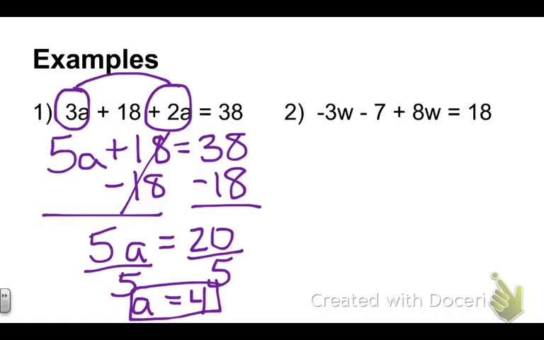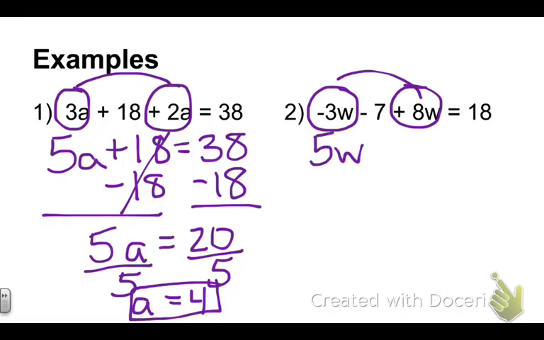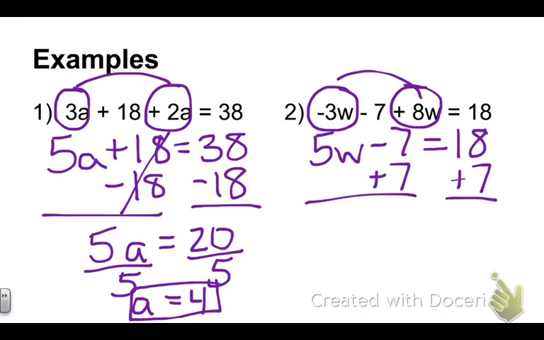So, try number 2. Yep, it's a negative 3w. Add it to a positive 8w. Combine those. 5w. Rewrite. Minus 7 is equal to 18. And you've got your 2-step equation. Get rid of whatever's being added or subtracted first. So the inverse of subtracting 7 is adding 7. Negative 7 plus 7 leaves you nothing but 5w is equal to 18 plus 7, which is 25.